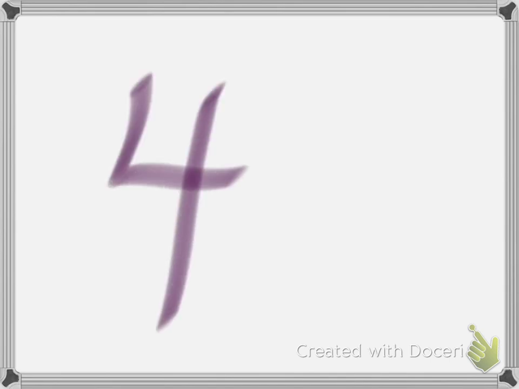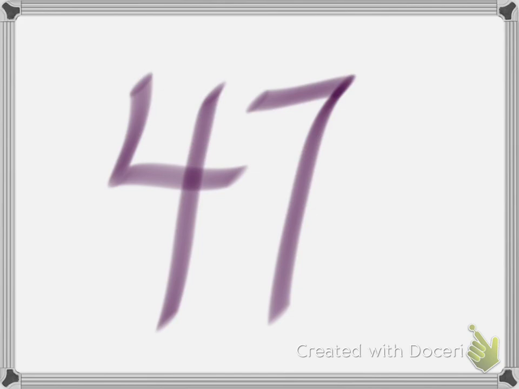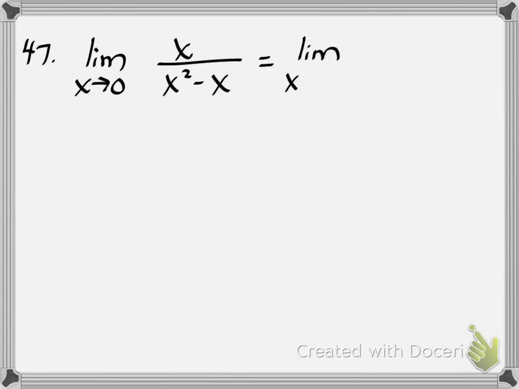Next was 47. When x approaches 0 of x over x squared minus x. Well, I see everybody has an x, so I could just take everybody down an x, but I think I'll be a little more mathy and show my step a little better. Leave the numerator over, and let's factor the x out of the bottom. And then we'd say, oh, those x's divide out.